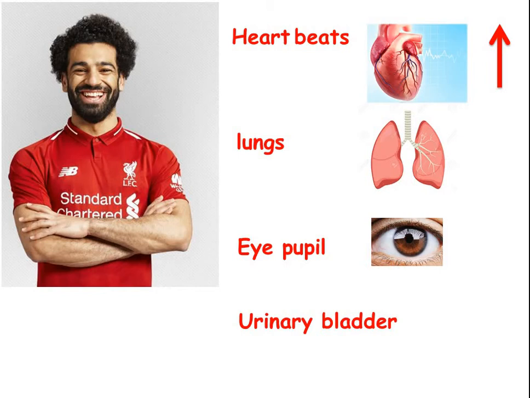Urinary bladder. If he is playing, do you think he needs to relax the urinary bladder to be filled with urine, or to constrict? In this case, he will need to expel the urine out of his body. Yes, as you think. In this case, if he's playing, he will need to relax the urinary bladder to be filled with urine. So the sympathetic here works on the heartbeats, lungs, eye pupil, urinary bladder. The sympathetic and parasympathetic are part of the autonomic nervous system, which keeps the body in a balanced state by controlling the involuntary muscles and glands.